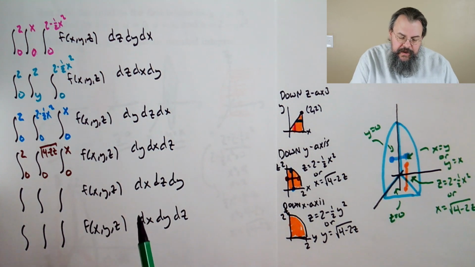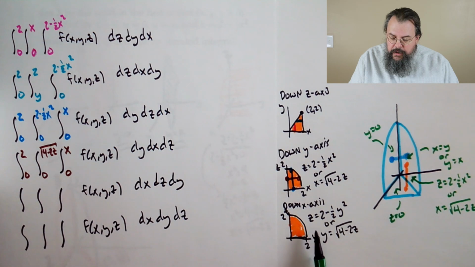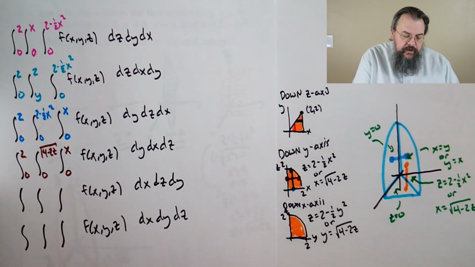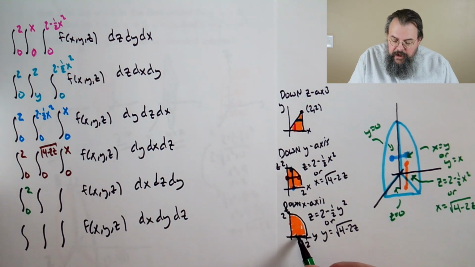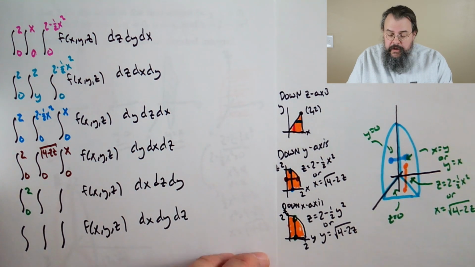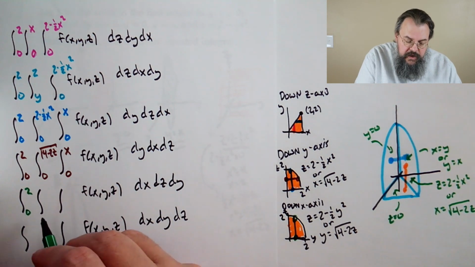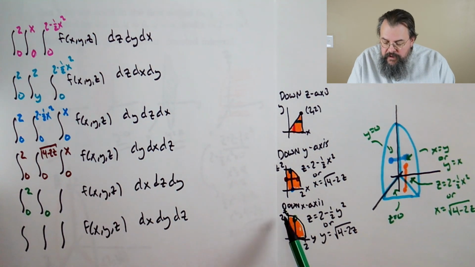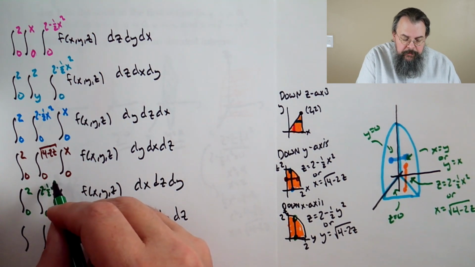All right, what's the next one? Well, we're going to look down the x-axis. So down the x-axis, that's what we see. Great. And now we say, well, where does y go between, low value to high value? 0 to 2. Okay, now suppose you have a y value. Where does z go between? Because we're now on the z. Well, we're going to start at z equals 0. Good. And go up to this curve, which is z equals 2 minus 1/2 y squared.